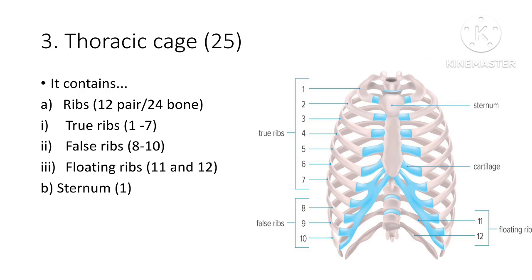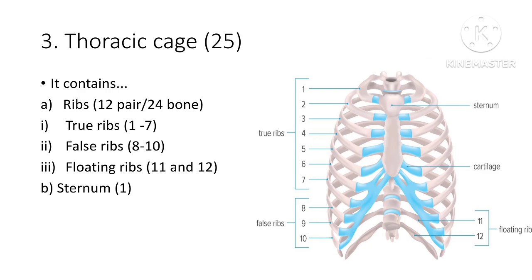The first 7 pairs of ribs are called true ribs, as they attach directly to the sternum. The next 3 pairs are called false ribs, as they attach to the sternum indirectly or not at all. The final 2 pairs of ribs are called floating ribs, as they do not attach to the sternum at all.